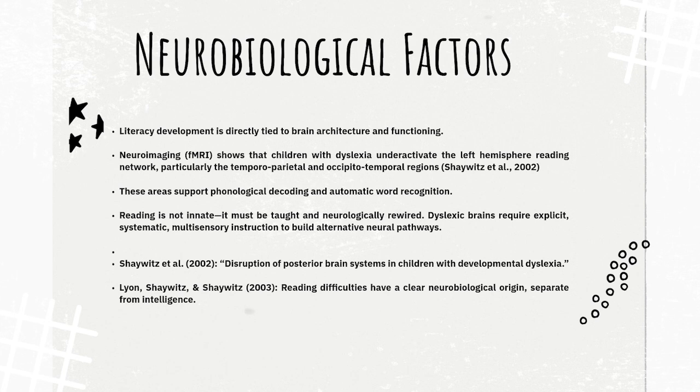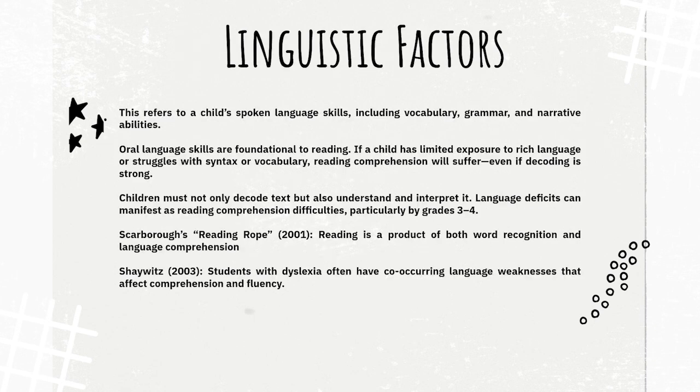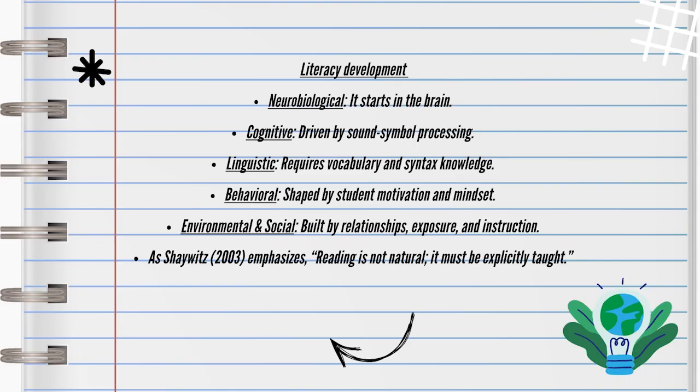Neurobiological factors use neuroimaging, which shows that dyslexia is tied to underactive brain regions involved in reading and not a matter of intelligence or effort. Behavioral factors may include, but are not limited to, motivation, resilience, and emotional support, which can all influence how students respond to literacy challenges. Linguistic factors are spoken language abilities, vocabulary, grammar, and narratives that form the base for reading comprehension. Finally, literacy grows from an intersection of brain development, language exposure, cognition, and motivation.